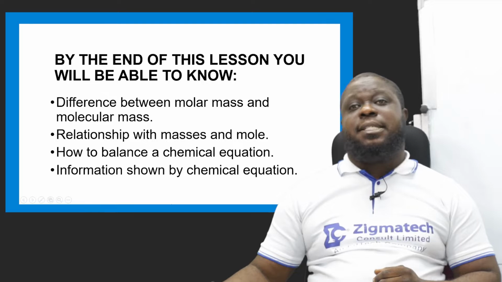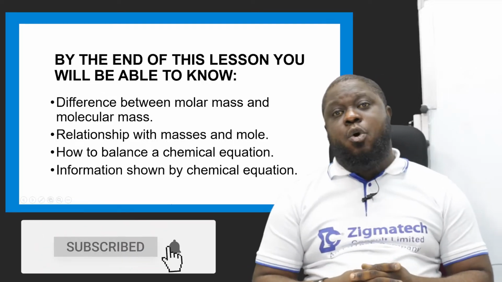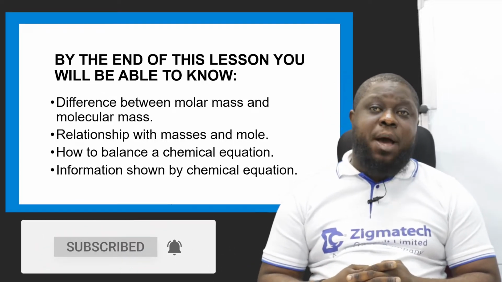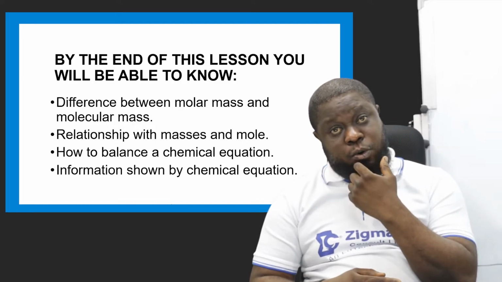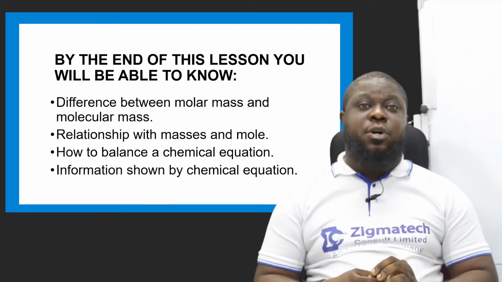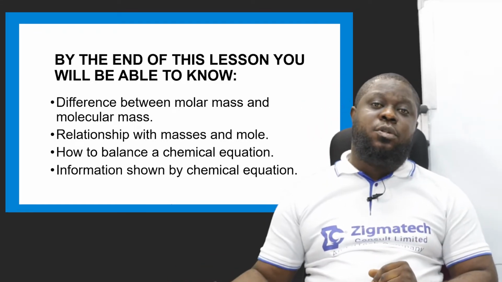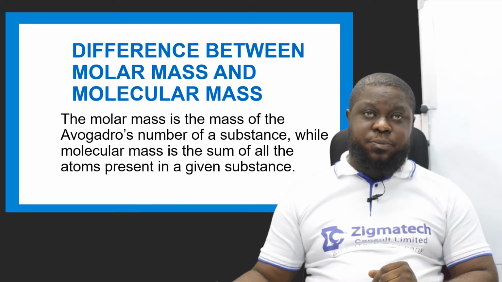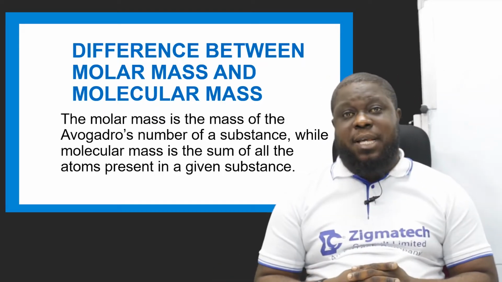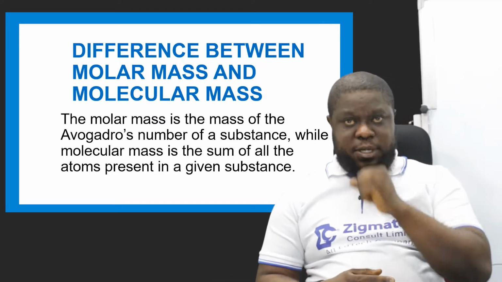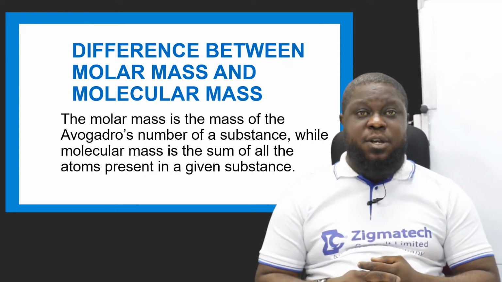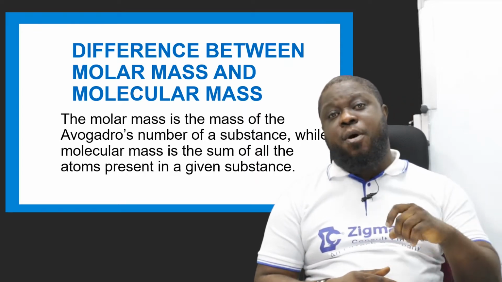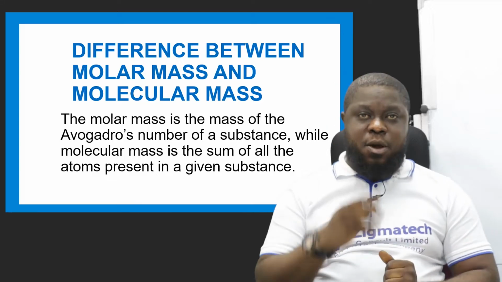By the end of this lesson, you will be able to know the difference between molar mass and molecular mass, the relationship between masses and mole, how to balance the chemical equation, and the information shown by chemical equations. Now, the difference between molar mass and molecular mass. The molar mass is the mass of the Avogadro's number of a substance, while the molecular mass is the sum of all the atoms present in a compound.